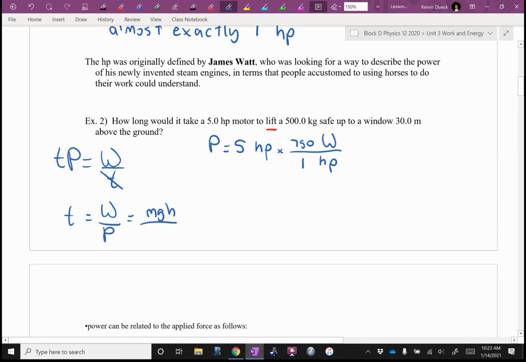Am I going to times by 750 or divide by 750? How do I know times? Because the 750 is on the top. How many watts of power is a 5 horsepower engine? I can probably do this in my head. 750 times 2 is 1,500, times 4 is 3,000, so it's going to be 3,750? So it's going to be 500, don't forget the 9.8, times 30, divided by 3,750. How long will it take?